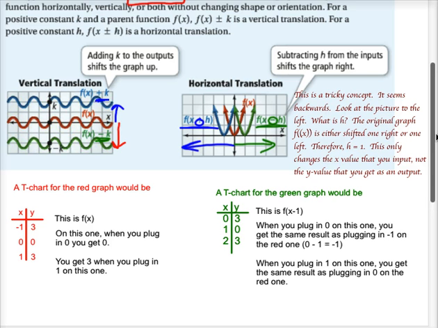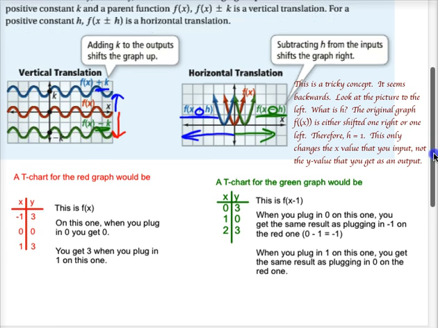Look at the picture to the left. What is h? The horizontal graph f of x is either shifted one to the right or one to the left. Therefore, h is 1. This only changes the x value for the input, not the y value you get for the output. Okay? So again, try to keep that straight. You're going to have to think opposites.